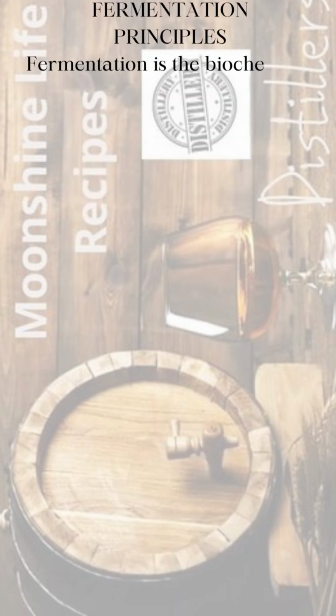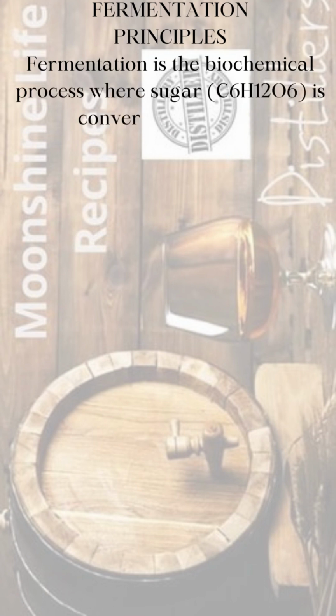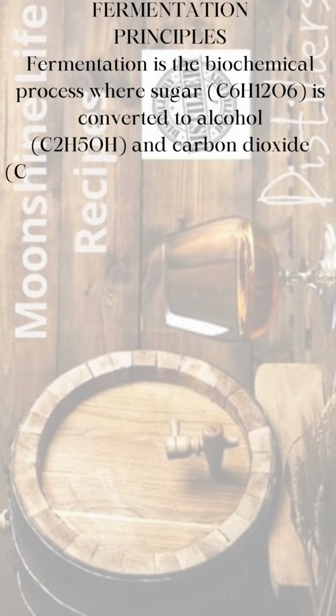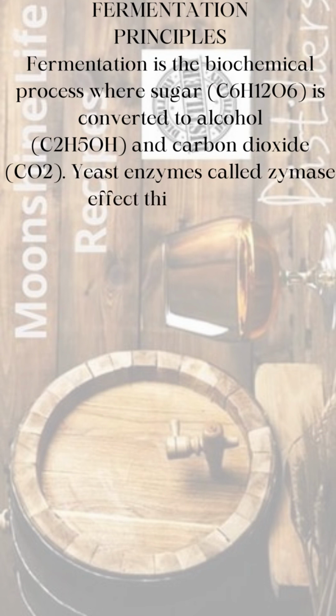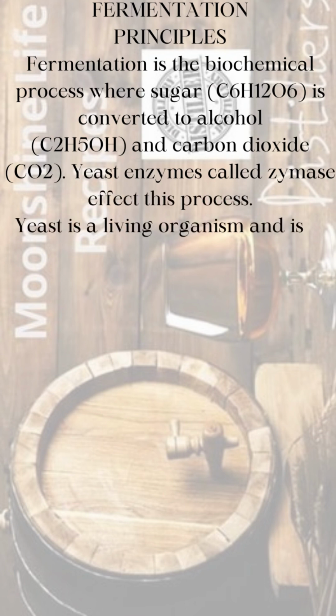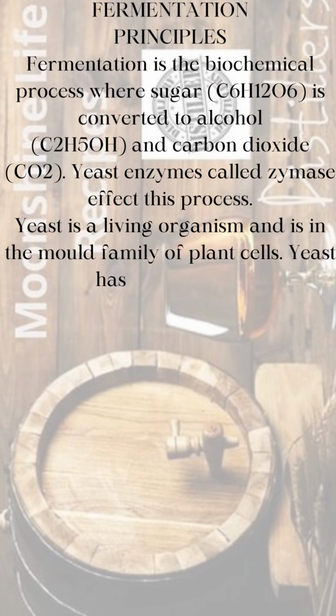Principles. Fermentation is the biochemical process where sugar, C6H12O6, is converted to alcohol, C2H5OH, and carbon dioxide, CO2. Yeast enzymes called zymase affect this process. Yeast is a living organism and is in the mold family of plant cells.